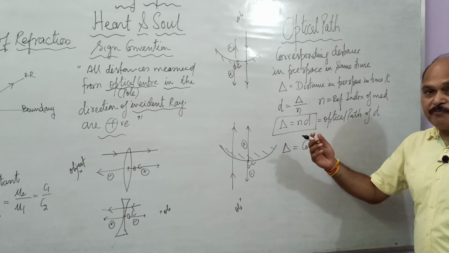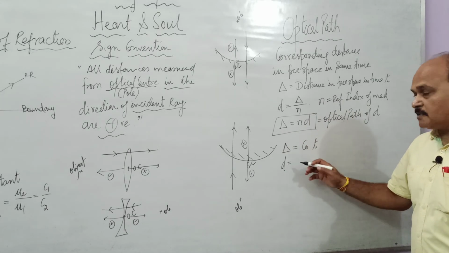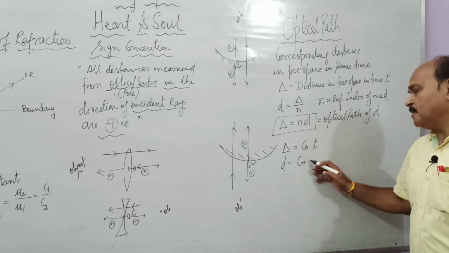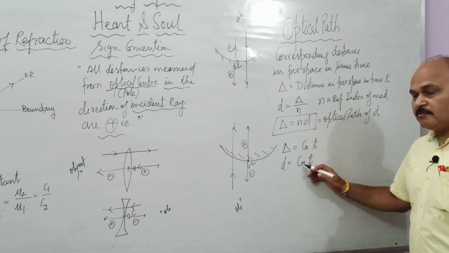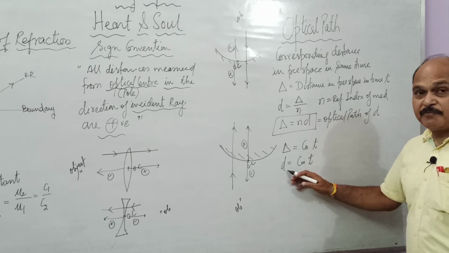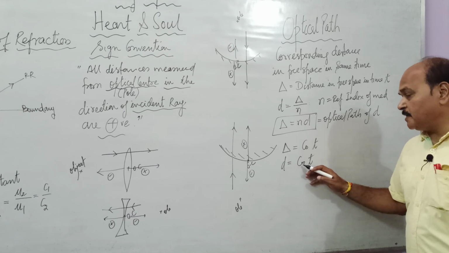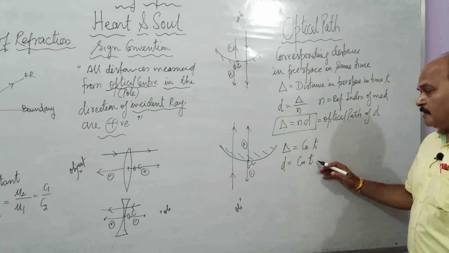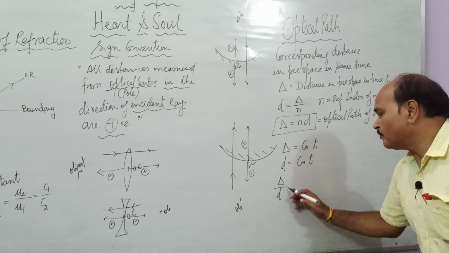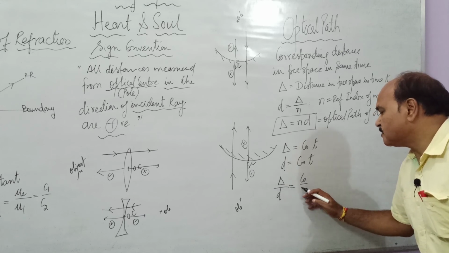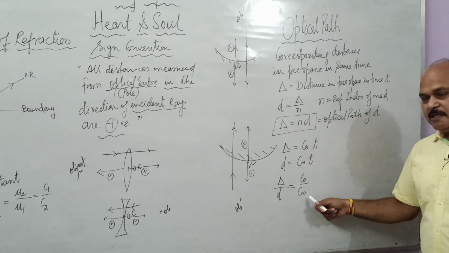Now if light travels a distance d in the medium where refractive index is n, then this distance d is going to be speed in the medium into time t. Distance is speed into time. So this d is going to be speed in the medium into time t. Let us divide the two. If we divide delta by d, what do we get? We get c0 upon cm. This t cancels out.